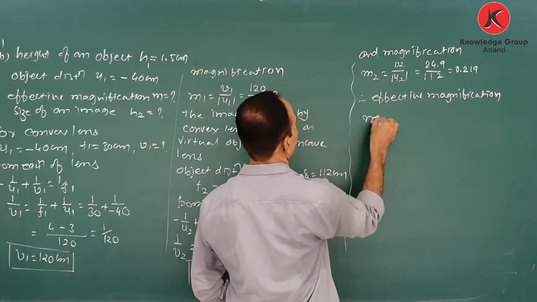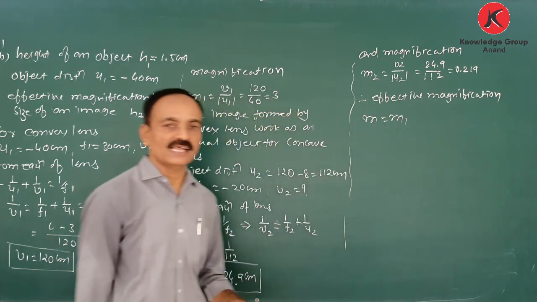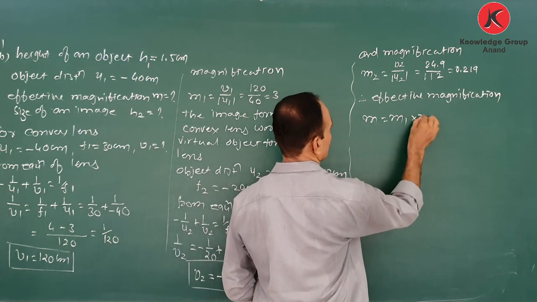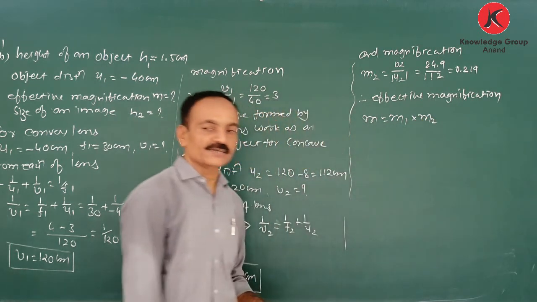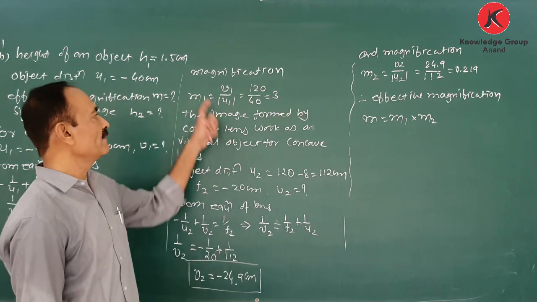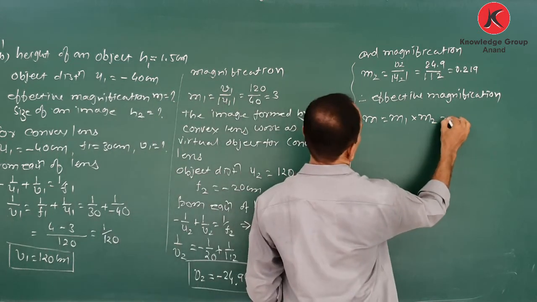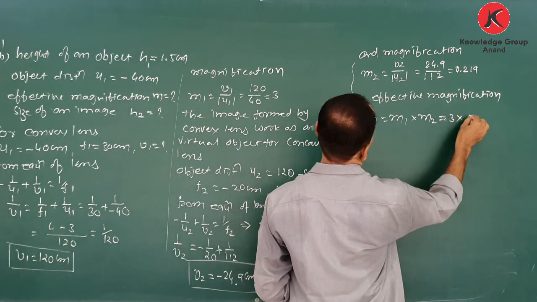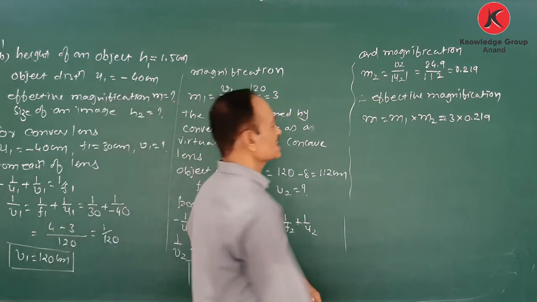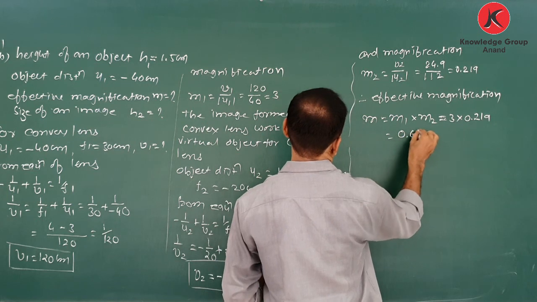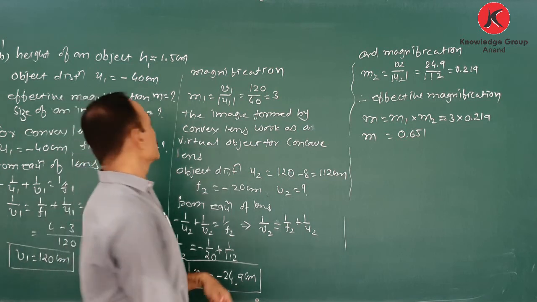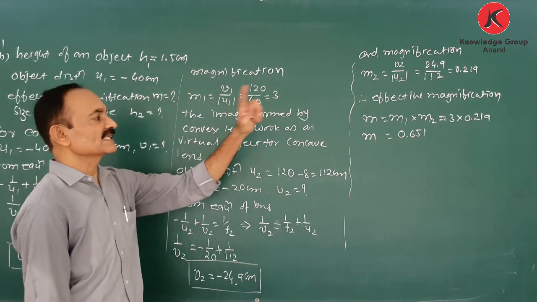M is equal to, as we already obtained for the combination of lenses, the resultant magnification is the multiplication of the magnifications due to the individual lenses. That means M is equal to M1 into M2. Already M1 is 3, M2 is equal to 0.219. Therefore 0.651 is the resultant magnification or effective magnification for the object of size 1.5 centimeter.